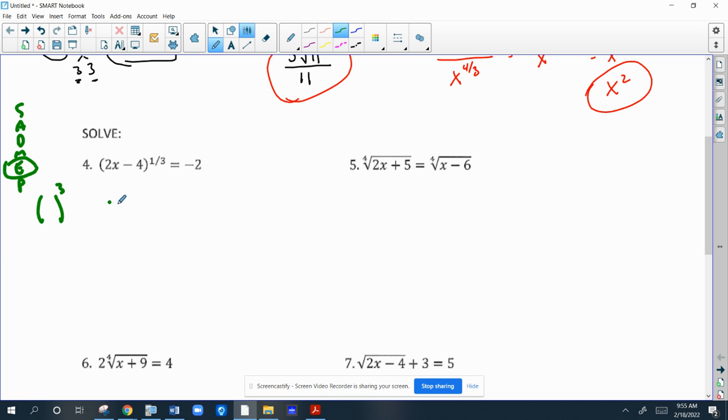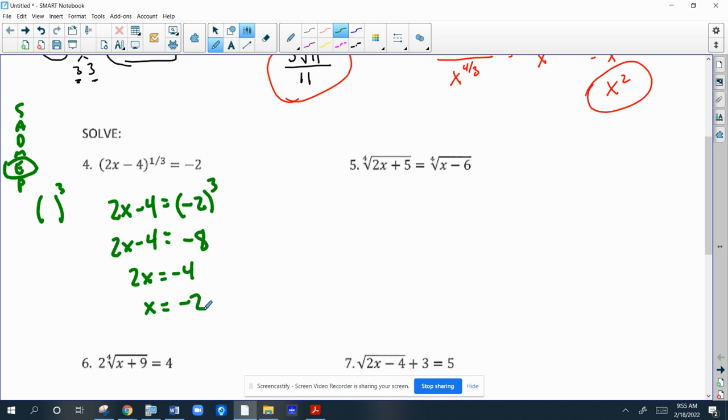So on the left-hand side, that would just get rid of the 1/3 power. The right-hand side is -2 to the third. Make sure that you understand that it's -2, the quantity, to the third. So that's going to be -2 times -2 times -2, which is -8. And now you just solve as usual. So I have to get rid of the -4. I'm going to add it. And then I'm going to divide by 2. And I am done.